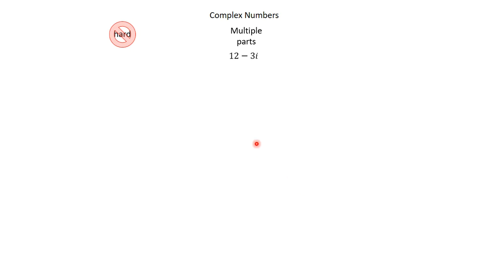An example of a complex number is something like this, 12 minus 3i. The two parts are this part, the 12, that's the real part, and the imaginary part would be negative 3. And so it has two parts to it. And so what is i? i is called the imaginary unit.